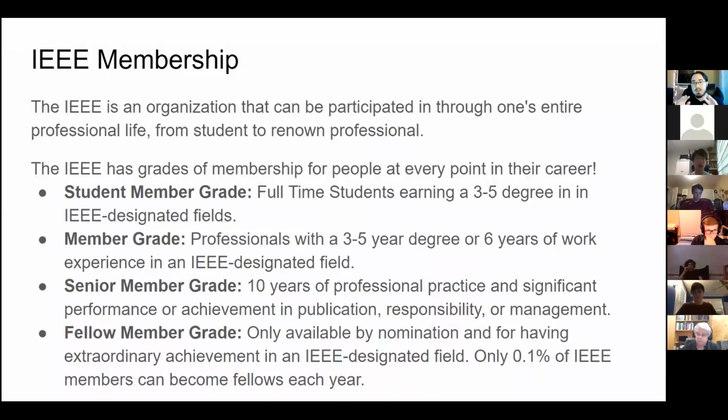There are a few more requirements here, which I will not go into, but finally, the pinnacle of IEEE achievement is the IEEE Fellow member. This is only available by nomination, and you must have extraordinary achievement in an IEEE designated field. Interestingly, only 0.1% of members can become fellows each year, to give you an idea of just how prestigious this award is.